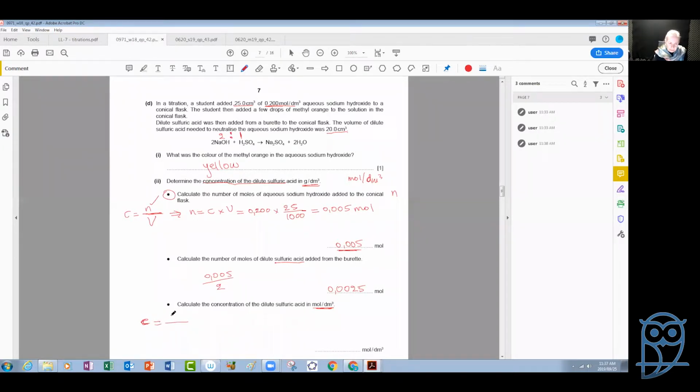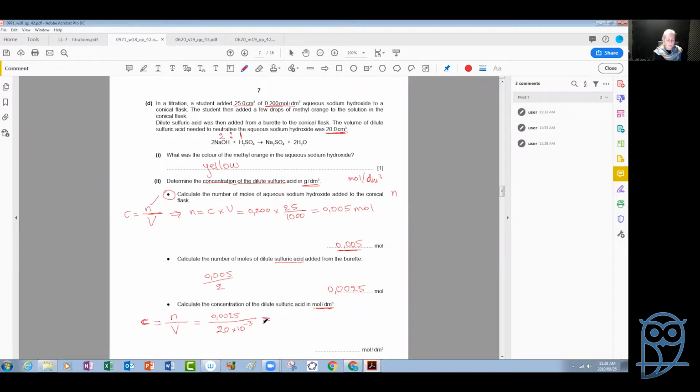In general, the formula is amount divided by volume. Here is the amount. We found it just now. So this will be 0,0025 moles divided by the volume, which is 20 cubic centimeters. But you remember, we need to divide this by 1,000 to change it into cubic decimeters. So I will write it like that in this notation, to convert the 20 cubic centimeters to cubic decimeters, okay?